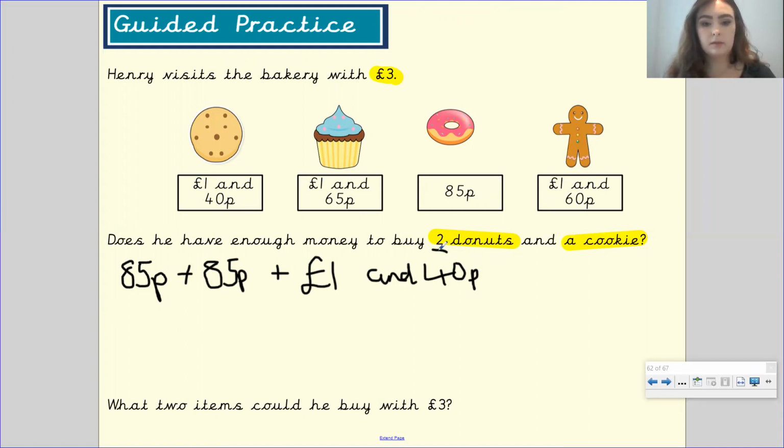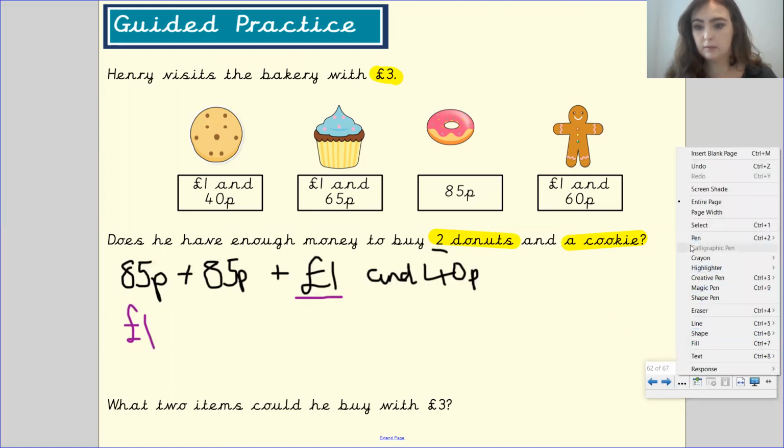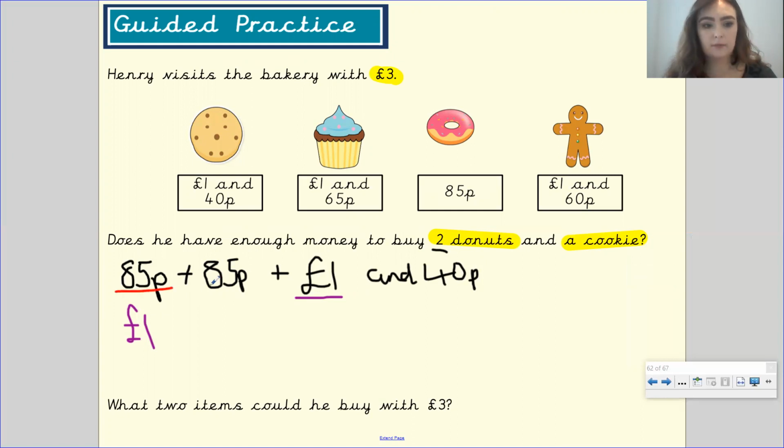So looking at this, can we see any pounds? Well done if you said that there is £1 and that's there. And now what we need to do is add together the pence. So you've got 85 pence, add 85 pence, add 40 pence. So let's start by adding 85, add 85.